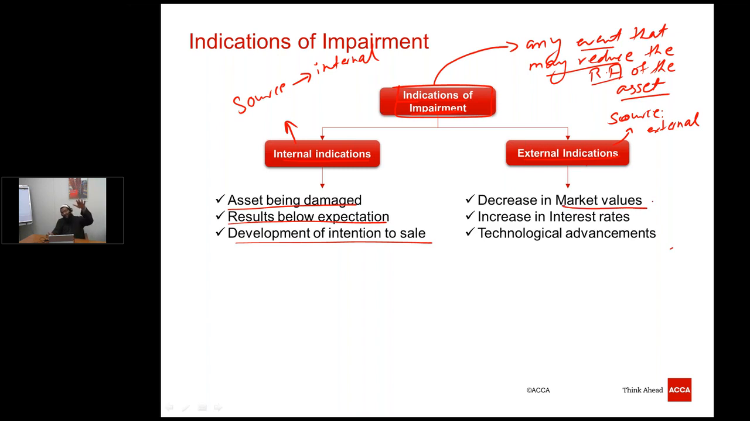Similarly, decrease in market value. If the market value of the asset decreases, this is an external indication. If the interest rate increases, the interest rate increase will reduce the present value and the value in use. So this is also an indication. And technological advancements would also reduce our economic benefit because our technology is now outdated. So that is also an indication of impairment. So these are all indications of impairment.